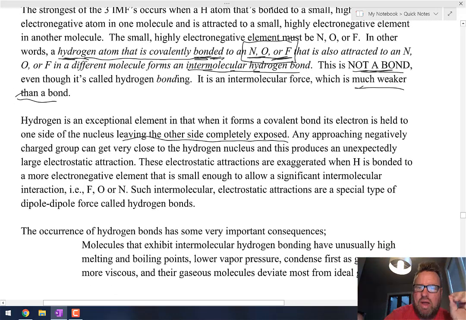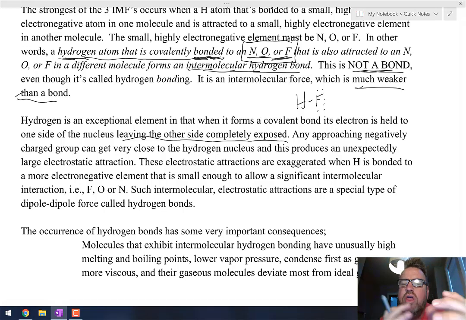So, in a molecule such as HF, okay, if they say list all of the different intermolecular forces that occur between molecules of HF, the answer is London dispersion forces, because every molecule has London dispersion forces. Is HF polar? Absolutely it is. So you'd say dipole-dipole. And HF does also exhibit intermolecular hydrogen bonding, so you've got to list all three of them. So when they say list all types of intermolecular forces and it has hydrogen bonding, then you have to list all three of them.